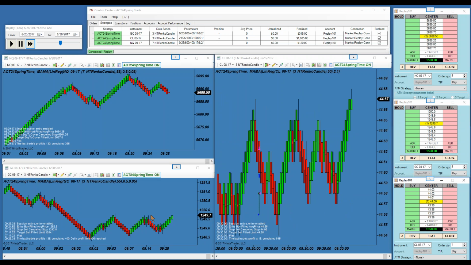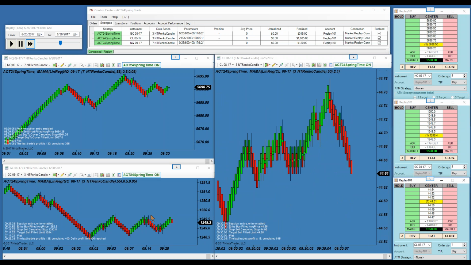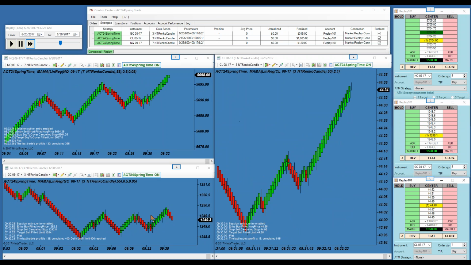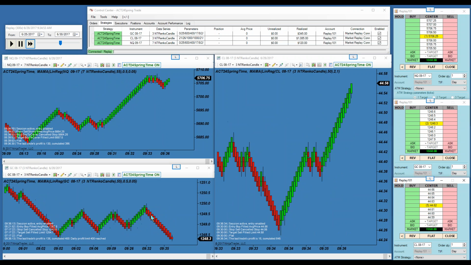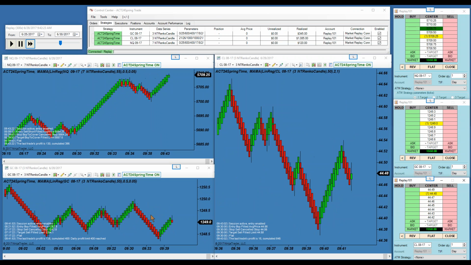You can see crude oil is still long and up nicely now. Crude oil is leading the way. Who would have thought that?